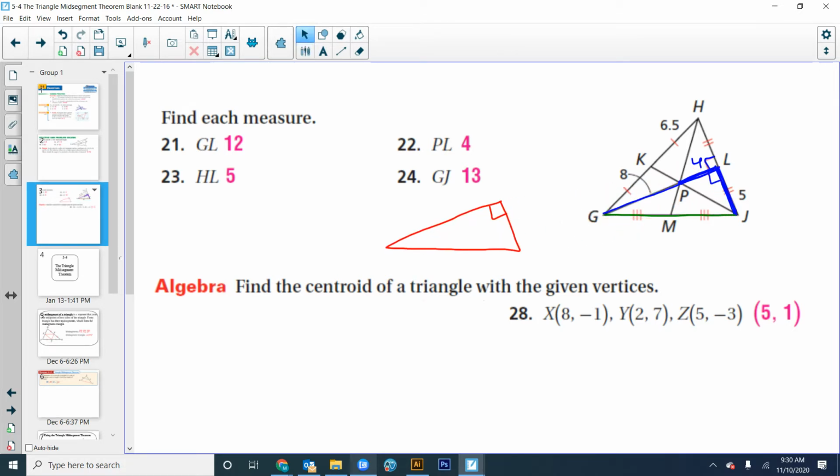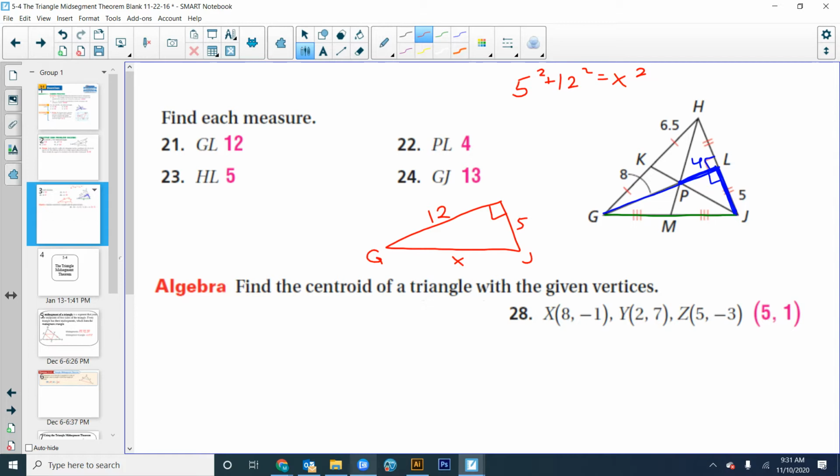And aren't we looking for GJ? This is 5, this is 8 plus 4, it's 12. How do we find the missing side in a right triangle if we know the other two sides? 5 squared plus 12 squared equals x squared. We're going to be using this in a couple sections again. We've already done it this year. We're going to be doing it again, all right?